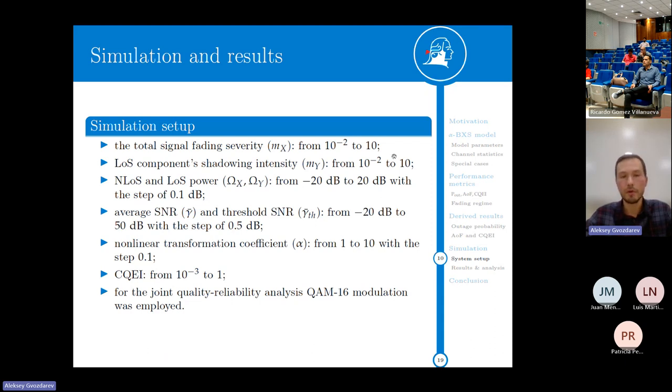For simulation, all the parameters, including fading and shadowing intensities and line of sight and non-line of sight powers, were varied in practically interesting valuable ranges. And for joint quality reliability analysis, quadrature amplitude modulation was assumed.